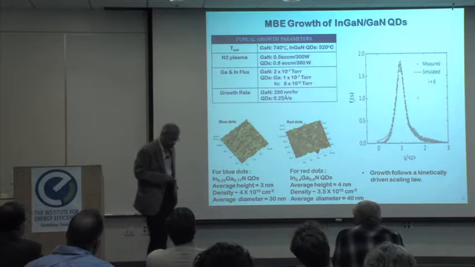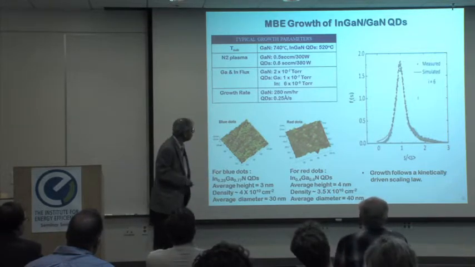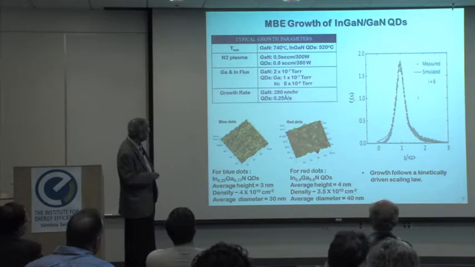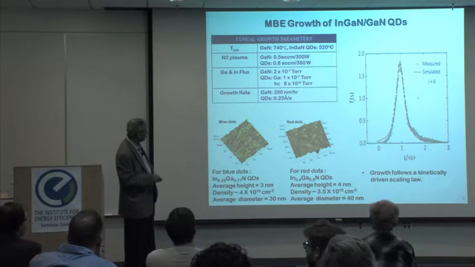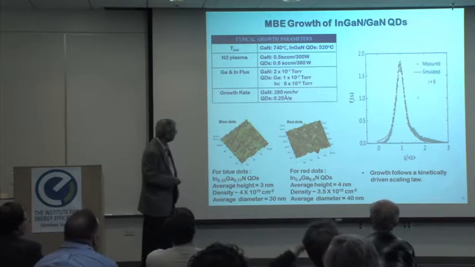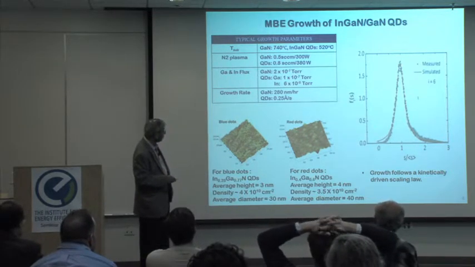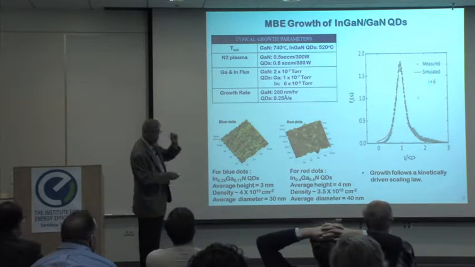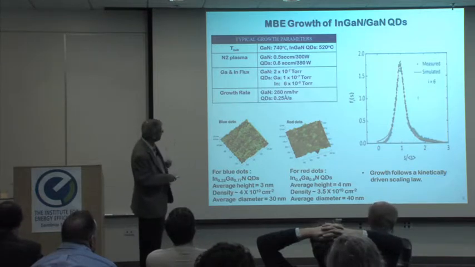The areal densities are about the same. We also saw that growth follows a kinetically driven law, and here you see the scaling function for the height distribution of the dots. We find that as we increase the growth temperature, I, a parameter proportional to the size or the height of the dots, increases.